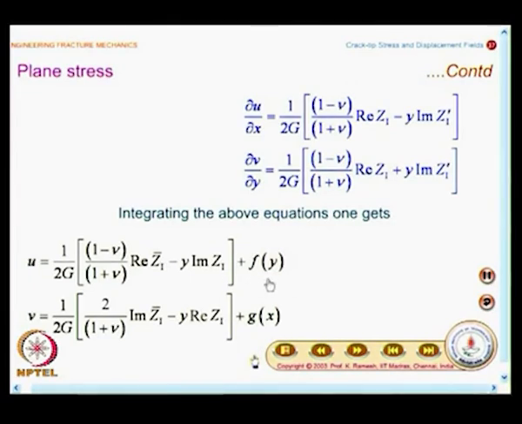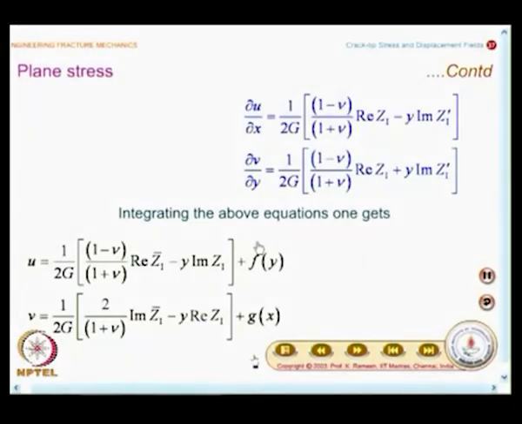Now, this is what you will have to keep in mind. We have the expression ∂u/∂x. So, when I integrate that, I will have an integration constant. That integration constant is actually a function of y. As far as integration with respect to x is concerned, this behaves like a constant. So, when I go to ∂v/∂y and integrate, I get an integration constant as a function of x.